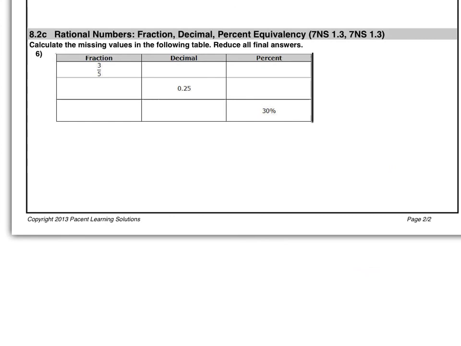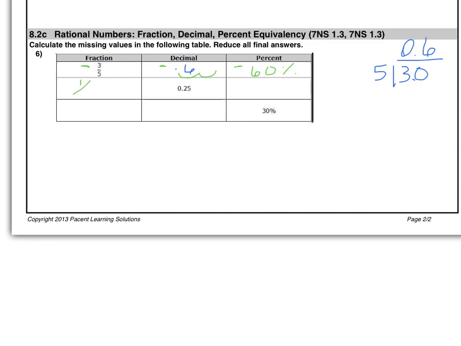And in fact, I think this is the same problem from the last paper. So 3/5, I remember, is 0.6. But let's prove it. 3 divided by 5. 5 goes into 3 0 times. 5 goes into 36 times. Then I move my decimal 1, 2 spaces, and I get 60%. Remember, if this was negative, this guy would be negative, this guy would be negative.